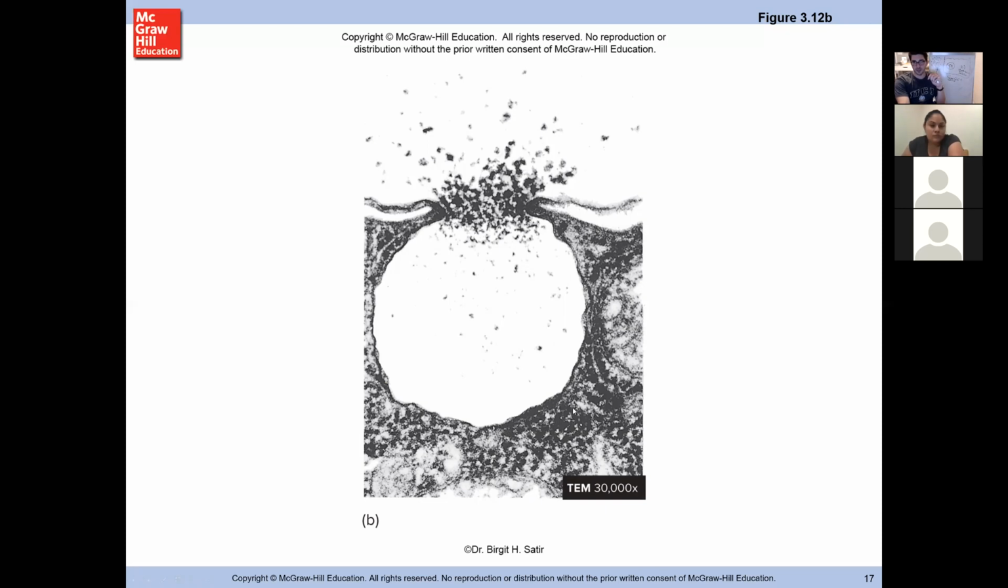So what we're actually seeing here, all of this is a silhouette. This is a two-dimensional image. These are silhouettes of particles within a cell that are being expelled through exocytosis, right?